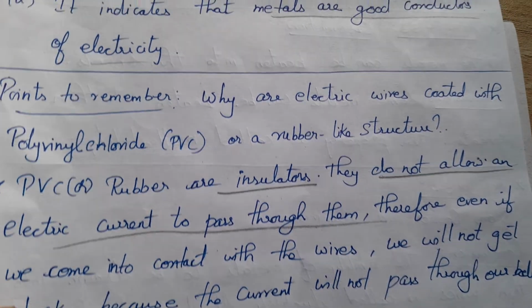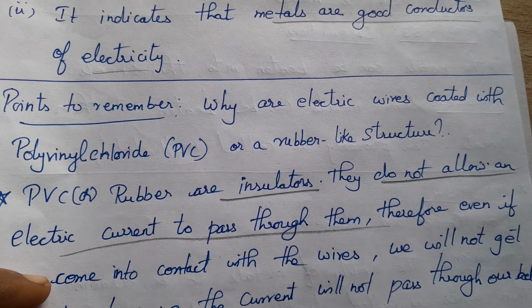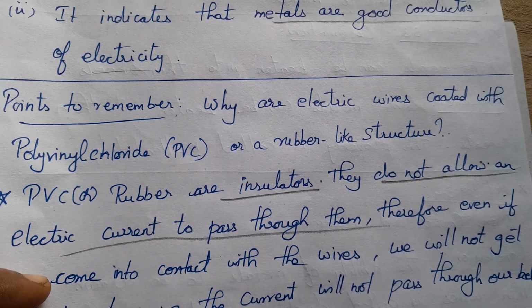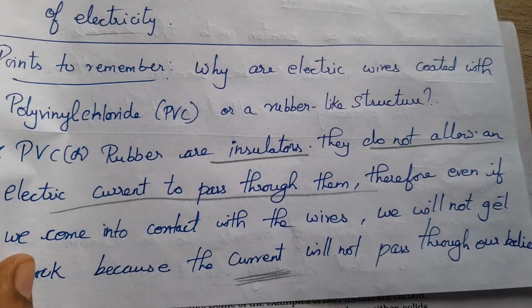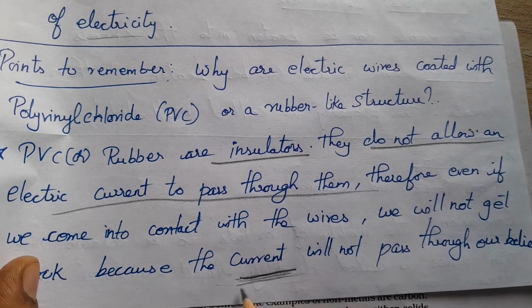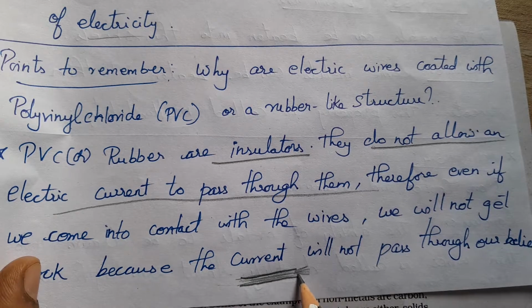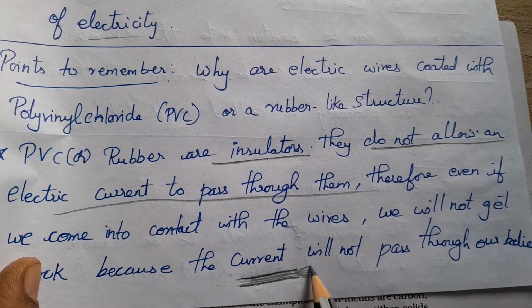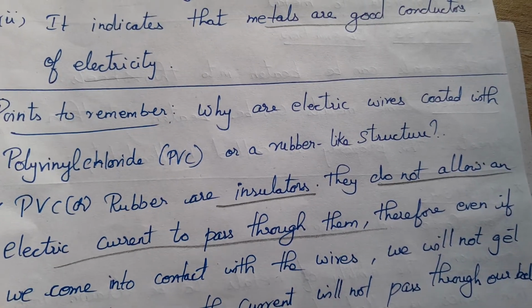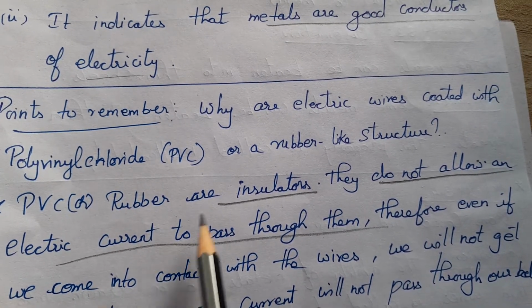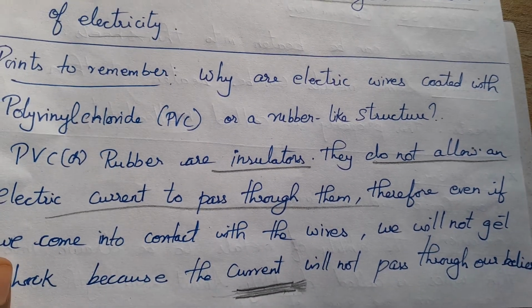That's why even if you see the wire in your home, you will have a copper wire inside. Over that you will have a PVC coating, right? Usually they will cut this piece and the copper wire can be exposed like this, right? So that's why these wires are covered with polyvinyl chloride or a rubber-like material to prevent shock, okay.